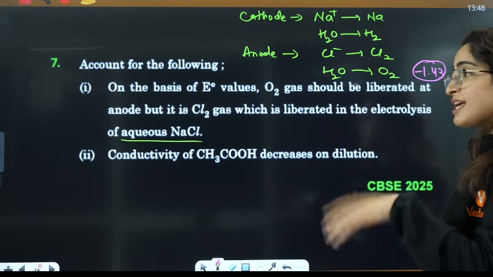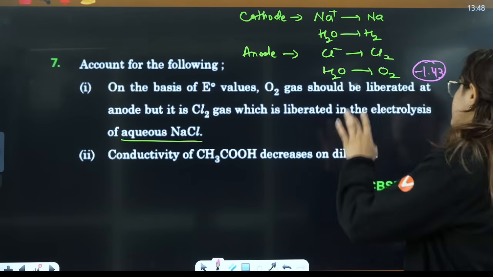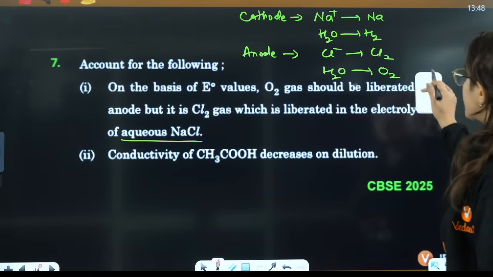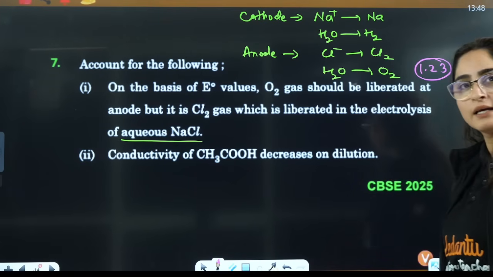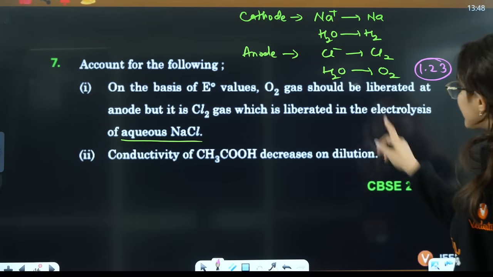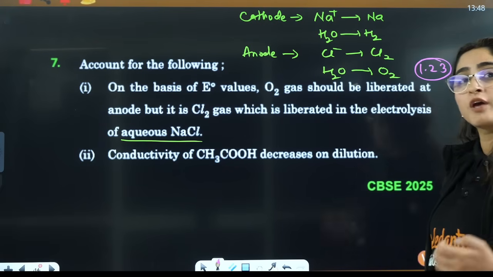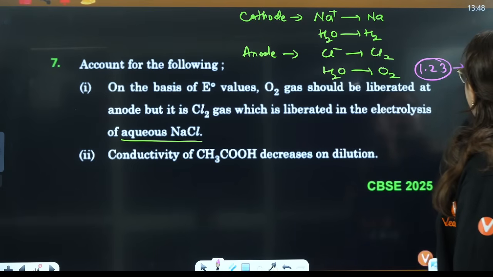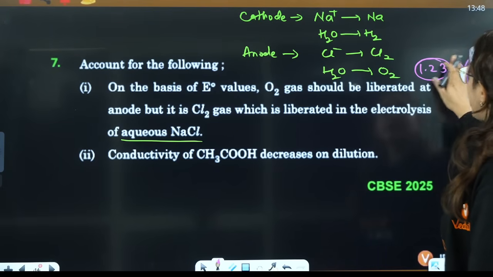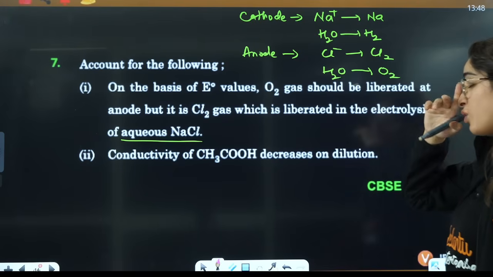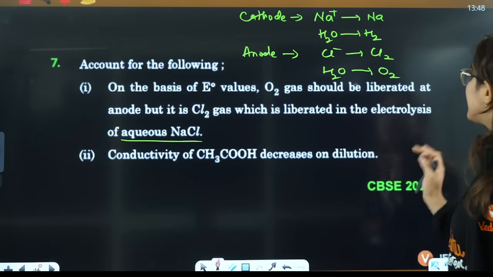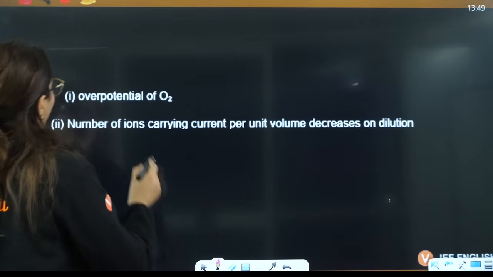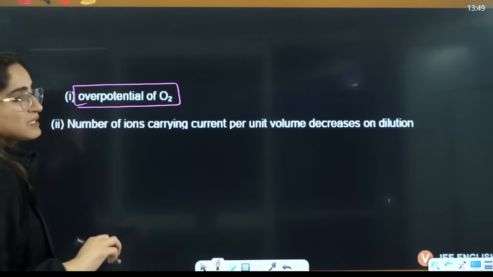So because of the excess potential, if I compare the oxidation potentials, oxygen has more, that is 1.23. But because this conversion is not easy, we have to give some extra potential, that is called overpotential. That is 1.43, and that is the reason that, because of the overpotential of O2, it becomes very difficult to convert this to this. That is why Cl2 is selected here. So you can say because of the overpotential of O2 this is done.